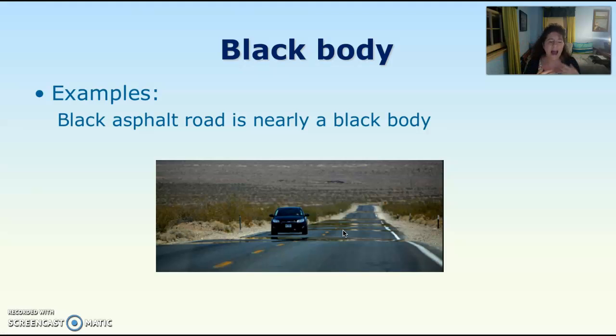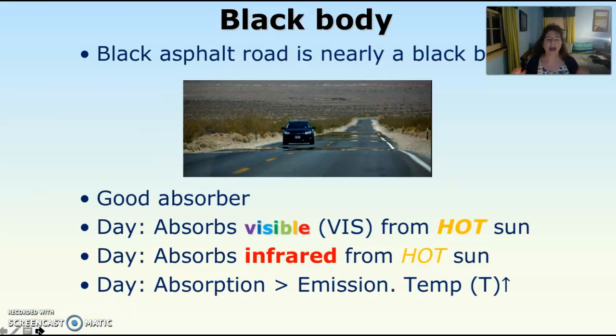Because remember, on Earth, we're not going to get as hot as the sun. We emit lower rays. There are some visible rays that are being emitted there, but it's mostly IR. It's not a great example, but it's a decent one. When the absorption is greater than the emission during the day, although it's still emitting during the day, the temperature of the black road is going to go up.